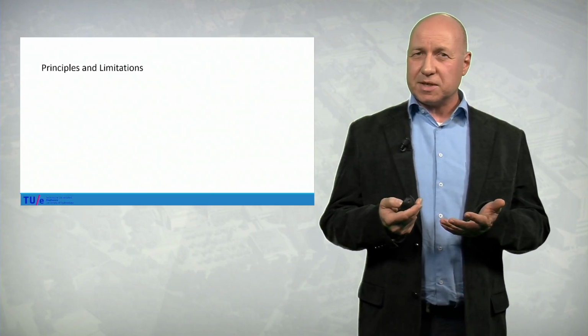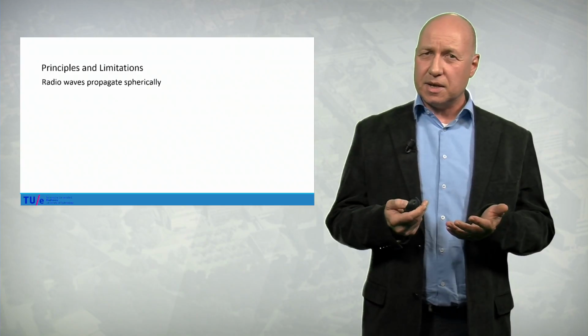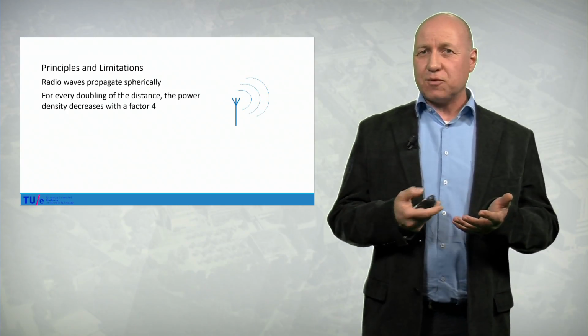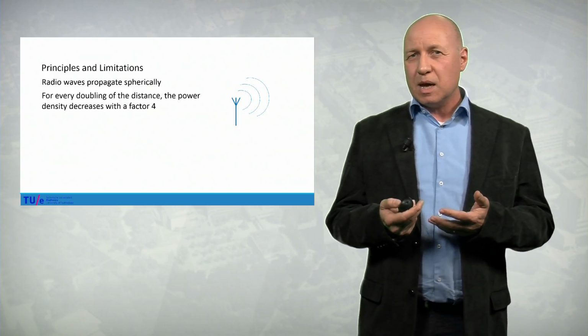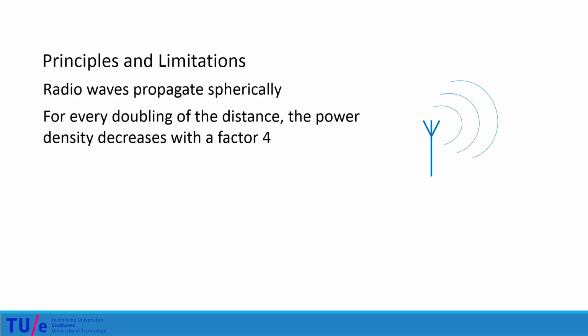If we have a transmitter, we know that the waves will propagate spherically, depicted here. This means that for every doubling of the distance, my power density will decrease with a factor of 4. You can compare it with blowing a balloon. The amount of rubber will stay the same, but the more air you blow into the balloon, the rubber will be displaced over a larger distance. So if you put an antenna at a larger distance, there's only a small amount of power you can collect.